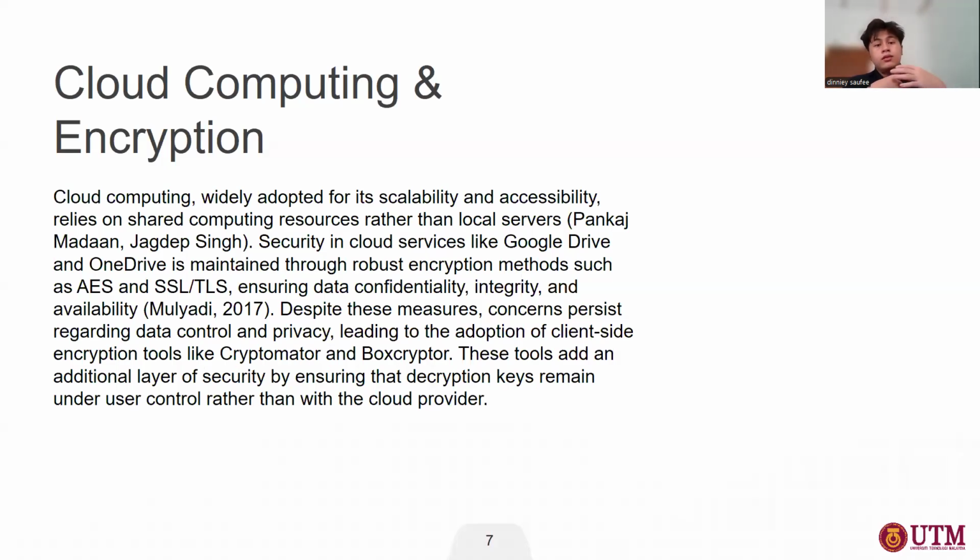Cloud computing, which is what you're focusing on here, is widely adopted because it's very scalable and also accessible to all people, regardless of income level or access to resources. Security in cloud services like Google Drive and OneDrive is maintained through robust encryption methods such as AES and RSA to ensure data confidentiality, integrity, and availability, or CIA for short.